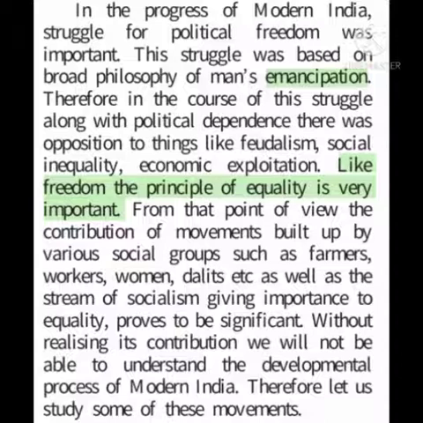Students, through these examples, we can understand that the struggle for political freedom was very much important in the progress of modern India. This struggle was based on broad philosophy of men's emancipation. Emancipation means liberty, freedom. And like freedom, the principle of equality is also very important.